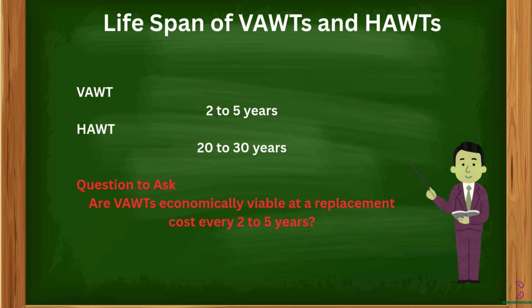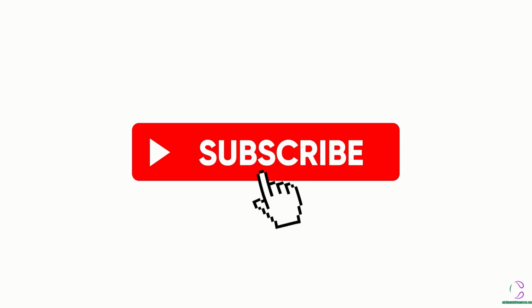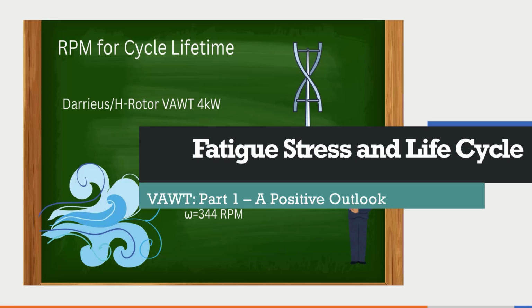In this video, we're going to be looking at fatigue and life cycle for vertical axis wind turbines, and we're going to compare it to horizontal axis wind turbines with respect to the blade itself. So this video is titled VAWTs Part 1, a positive outlook on fatigue analysis and life cycle.